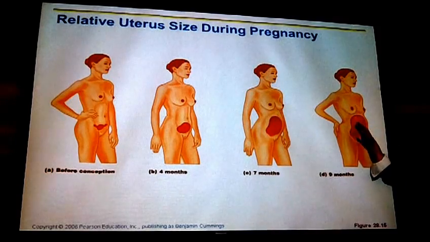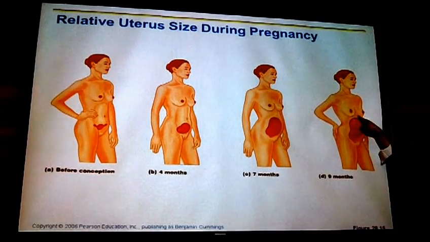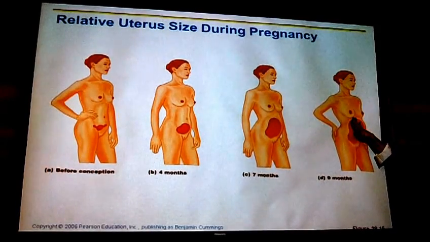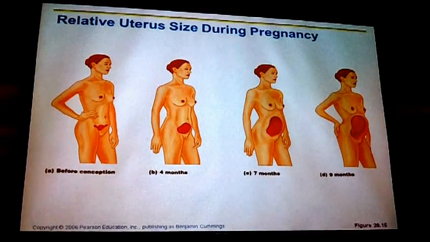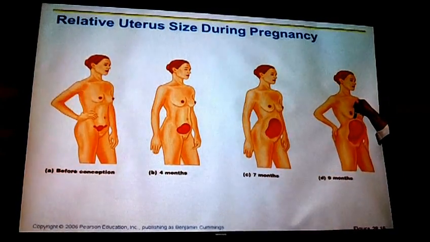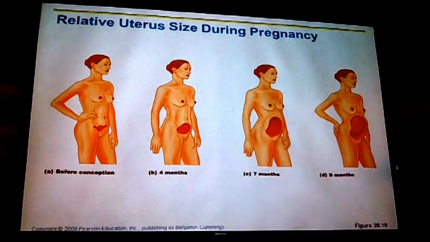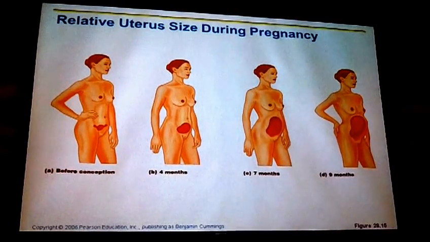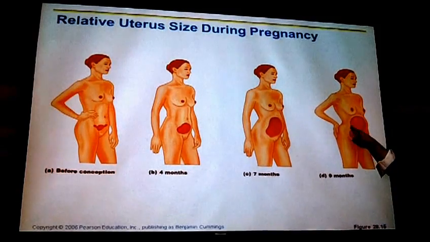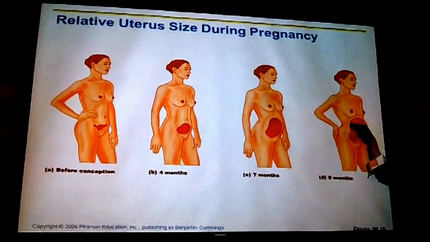And so you can imagine that the diaphragm sits right here. That uterus is pressing on the diaphragm. That makes it harder to breathe, right? You want the diaphragm to contract and dome, flatten out that dome. It's hard to do that when the uterus is right there. So breathing becomes challenging. The intestines have to get pushed off to the side.